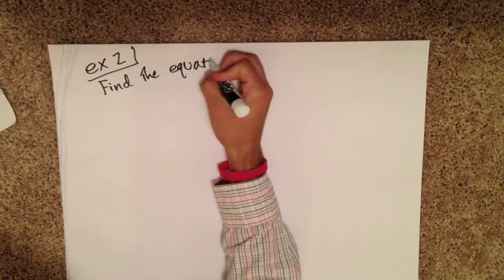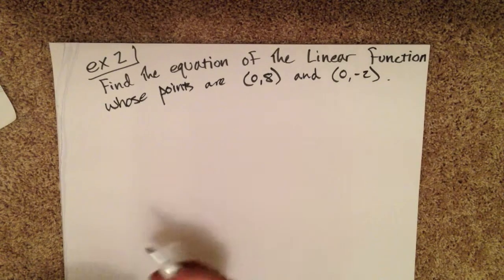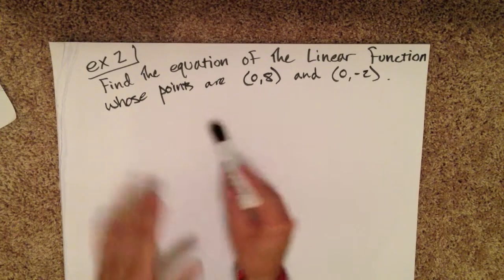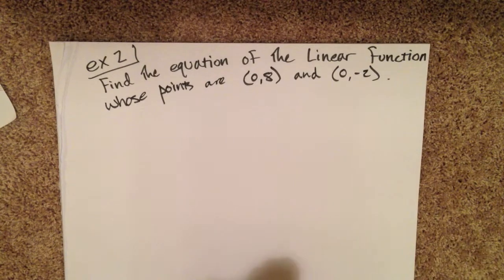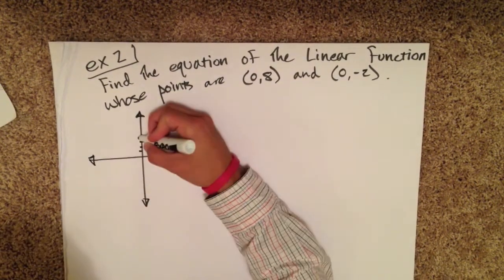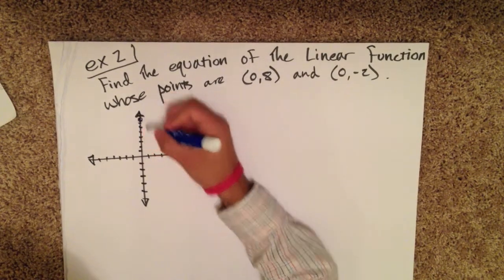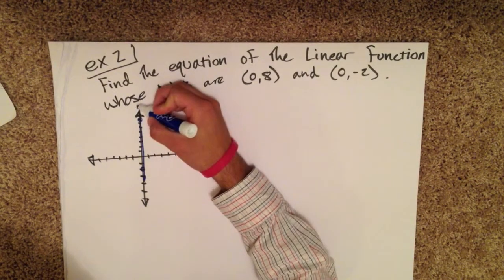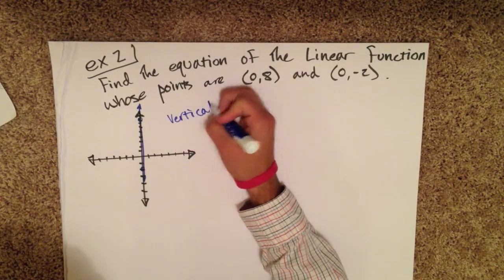Let's do another example. The first thing we should do here is graph it. They give us two points. Now let's put these on a graph and visually see where our line is. We have 0, 8, which is right here, and 0, negative 2, which is right here. When we put this line on, we can see that this is simply a vertical line.